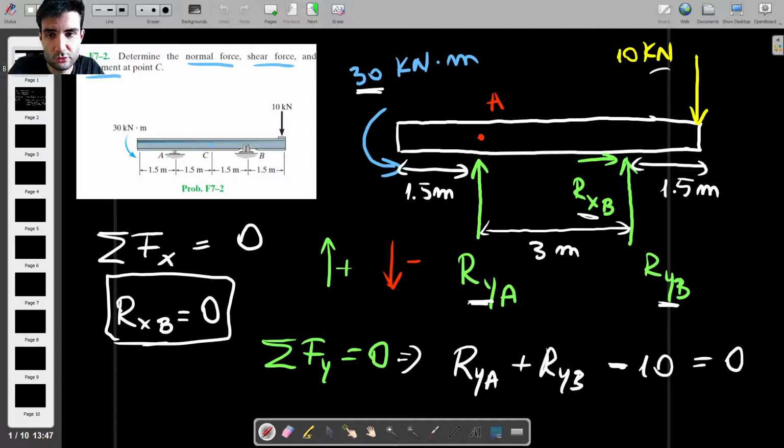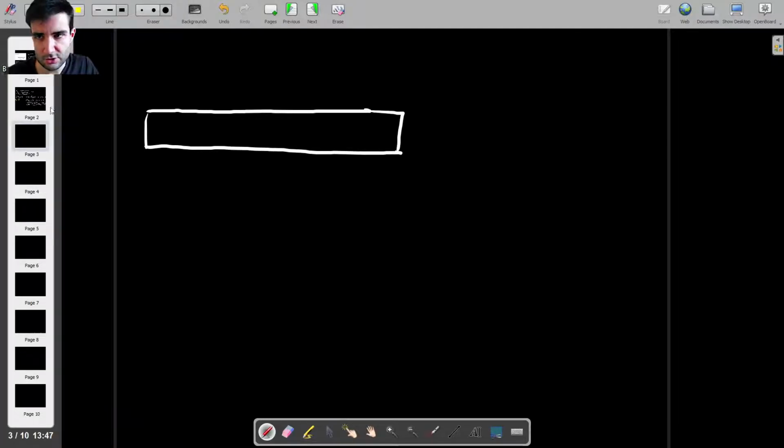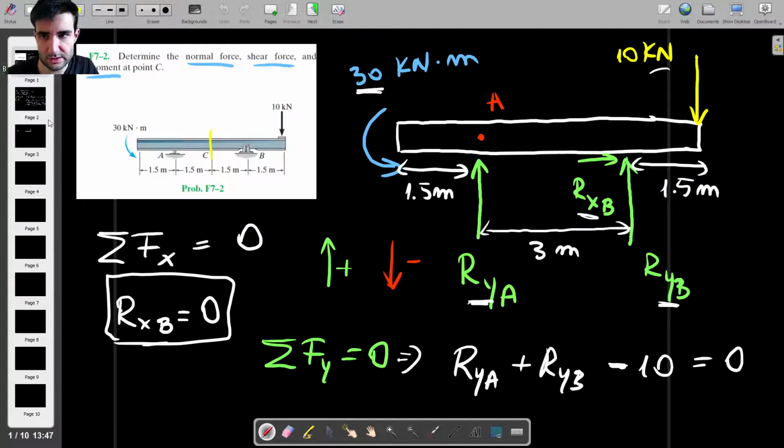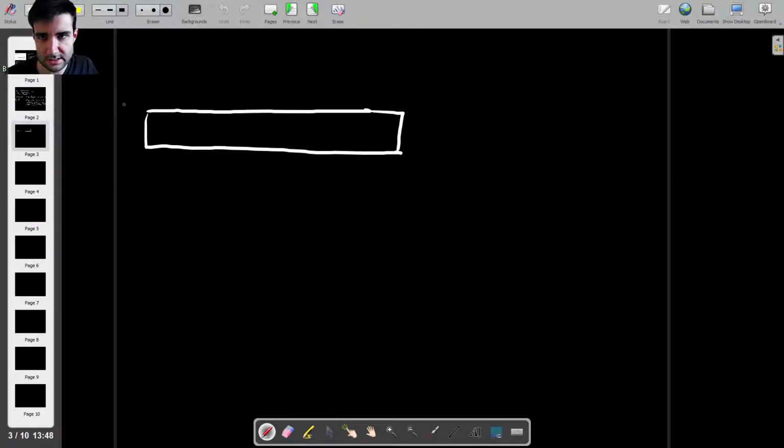We now have to answer the question, which is what is the normal force, shear force, and bending moment in the middle of the beam, which is labeled as point C. Okay, and to do that, we are going to take a free body diagram of the first half of the beam. So this is what we have. We have half of the beam, so this should have a length of 3 meters. And then on the left-hand side, we have a moment of 30 kilonewton meters.